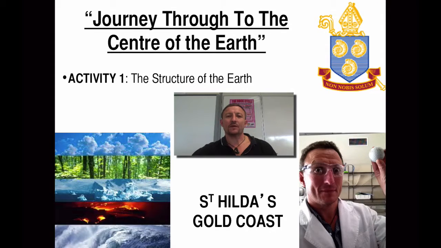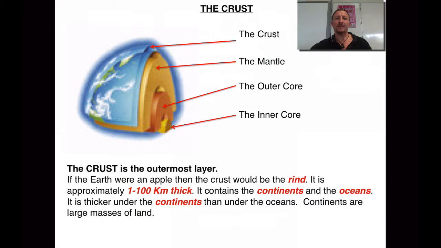This is activity 1 for year 9, where we're going to look at the structure of the Earth. Now we know that the Earth is a sphere which is spinning around the Sun and is part of a 9-planet solar system. But if we would take a cross-section of the Earth, what would we see? Well, the Earth is split up into 4 main layers. On the outside we've got the crust. This is then followed by the mantle, the outer core, and finally the inner core.